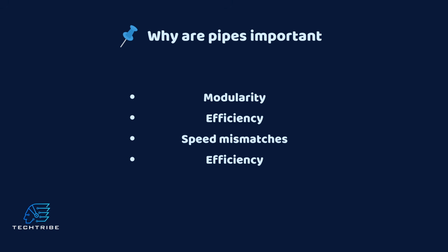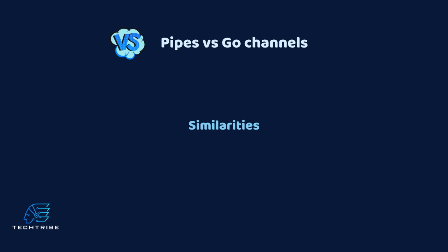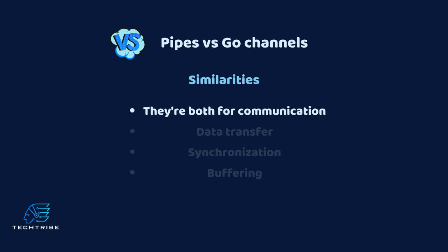Let's now understand pipes versus Go channels, because you might be thinking that pipes are basically like Go channels, and you're not quite wrong. They do share some similarities. What do they have in common? They're both used for communication. Pipes let different programs talk to each other, while channels let goroutines communicate within your Go program.